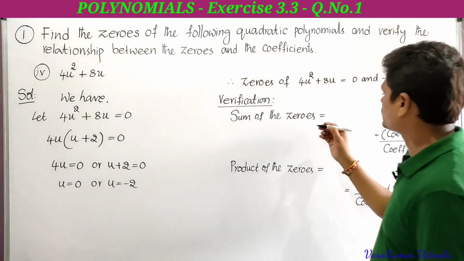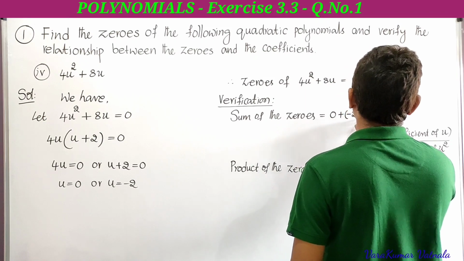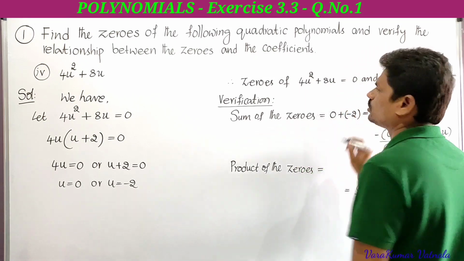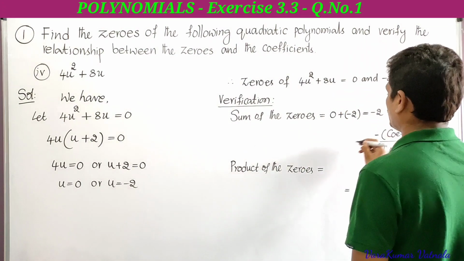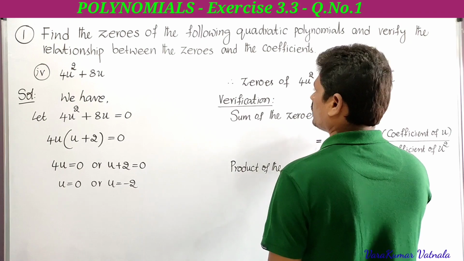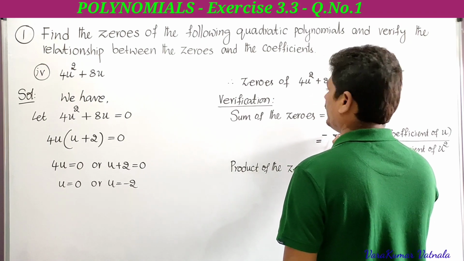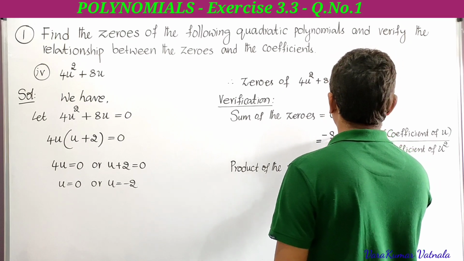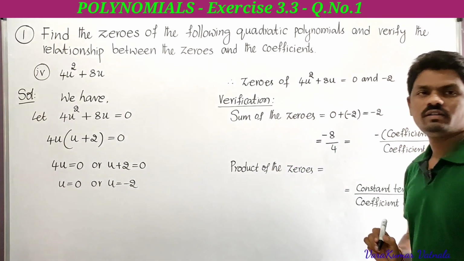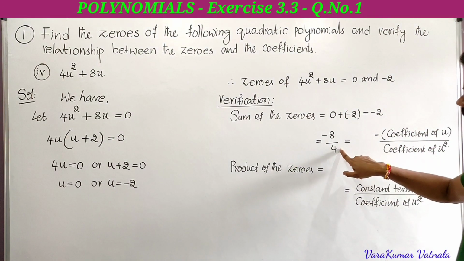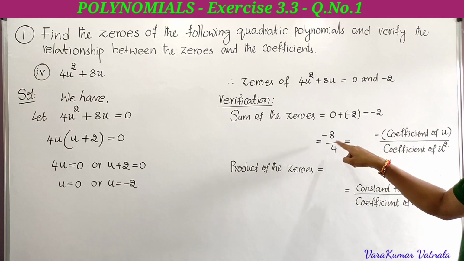So now we have to find the sum of the zeros, that is 0 plus minus 2, which is equal to minus 2. But how can we write this minus 2? I am writing this minus 2 as minus 8 divided by 4. Again if you cancel by 4, 4 ones are 4 and 4 twos are 8, we get minus 2. Why have I written minus 8 by 4?